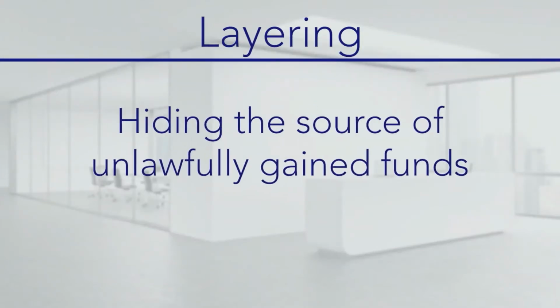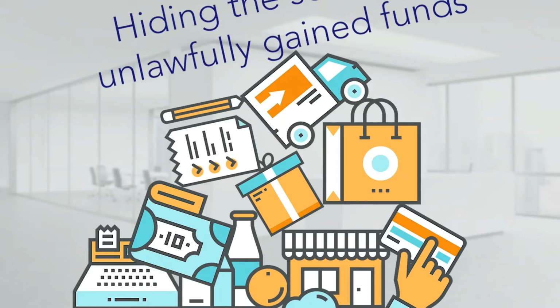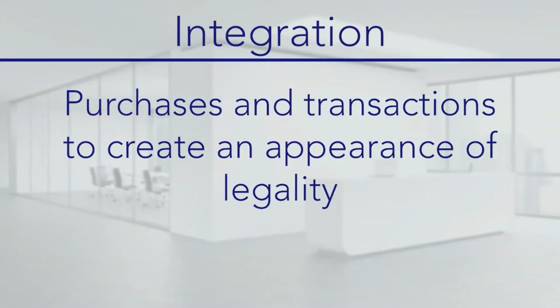Layering. The money launderer separates the proceeds of criminal activity from their origin by using layers of complex financial transactions. And integration. The money launderer uses additional transactions to create the appearance of legality through the purchase of assets.